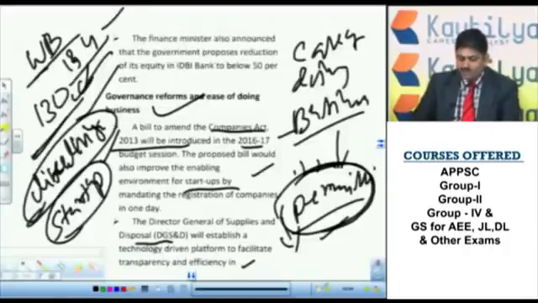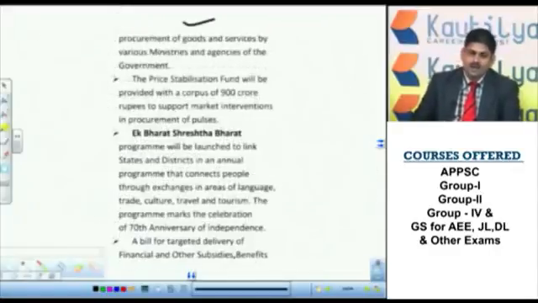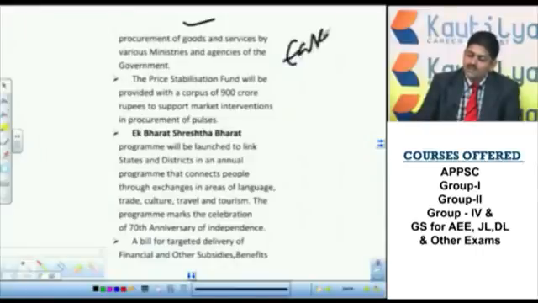They may ask a question: which of the following is the nodal agency to procure goods and services in the process of liberalization? That is the Director General of Supplies and Disposals. So these are all in order to increase ease of doing business.